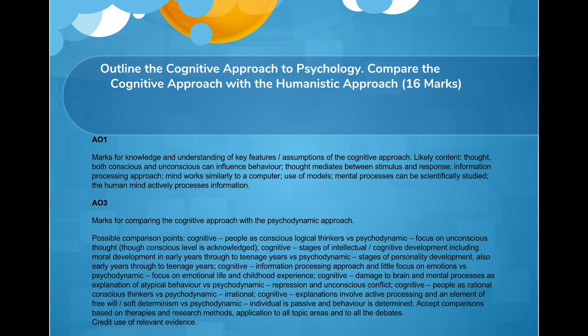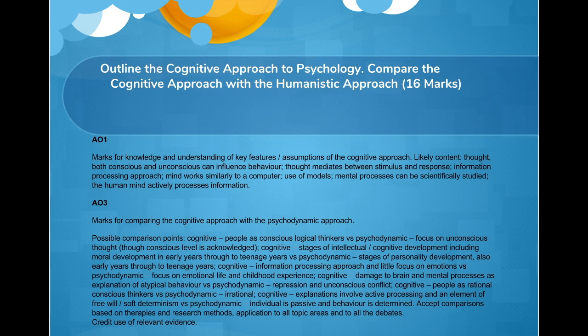It's one that's in the sample materials, so it's available out there to you. Outline the cognitive approach to psychology, compare the cognitive approach with the humanistic approach, 16 marks. So your AO1, your outline, is going to be that first part of the question, outline the cognitive approach to psychology. So you'd need to make reference to the features of the cognitive approach.